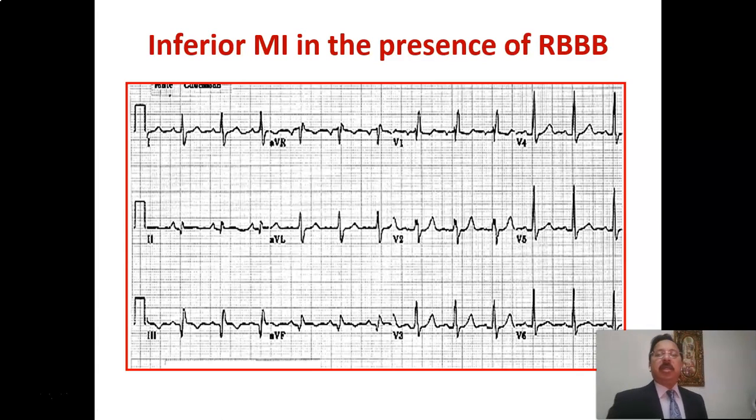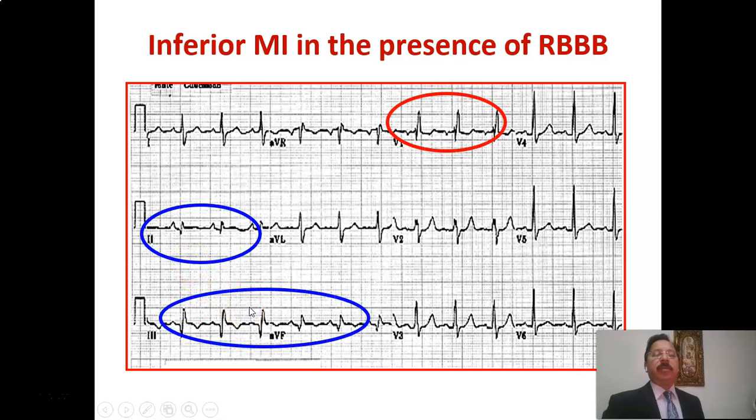If you look at this ECG, again there is right bundle branch block, but there are significant Q waves in 2, 3 and aVF, especially in 3 and aVF. So these are significant Q waves. This represents the old inferior MI.